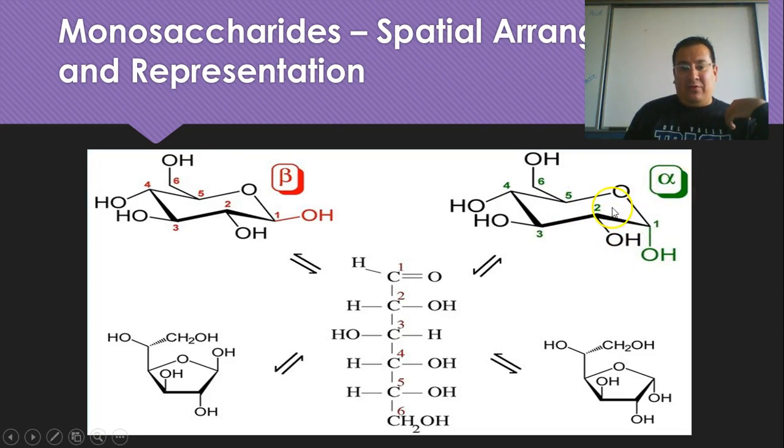So once again, the alpha glucose, as you can see here, the OH is up on top, and then when you go through that enzymatic activity, it can switch back and forth. It's a reversible reaction as well. You can also have this down here, the hydroxyl group down at the bottom. This is the functioning form of glucose.